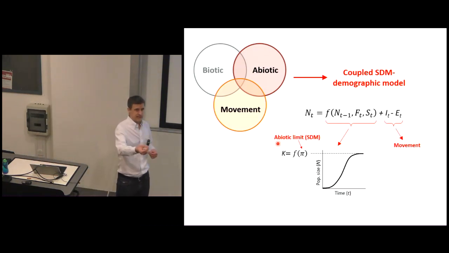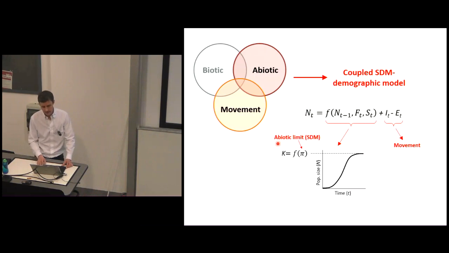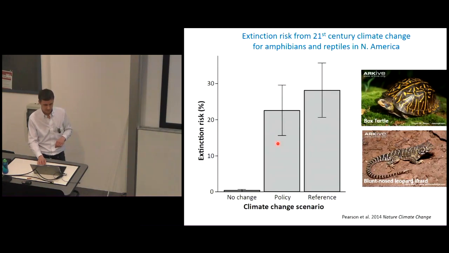Dispersal is individuals moving into or out of a particular population. So we have a model that estimates abundance, and it incorporates both the abiotic limits and movement.